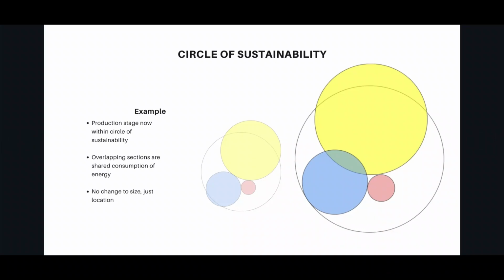So just to summarize, I didn't change the size of the blue circle, the production stage circle. I simply moved it into the circle of sustainability. And I could do that by requiring that these processes use renewable energy, or relying simply on these overlapping processes to reduce the energy that's used.